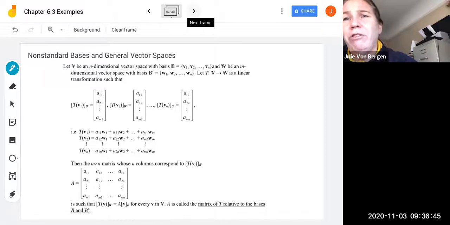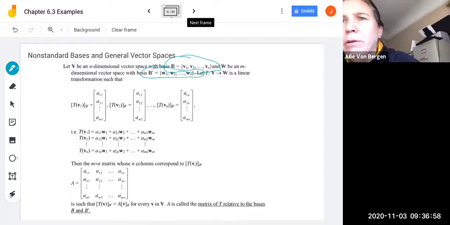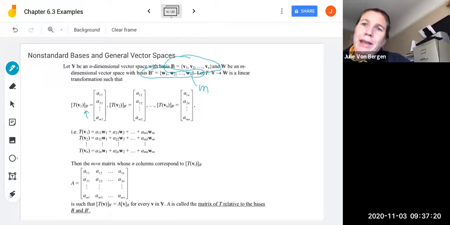All right, so we're going to let V be an n-dimensional vector space with basis B equals V1 through Vn, and W an m-dimensional vector space with basis B prime equals W1 through Wm. I think that's a typo there. We let T map V to W, a linear transformation such that T of V1 relative to B prime is A11 through Am1, all the way through T of Vn relative to B prime is A1n through Amn.